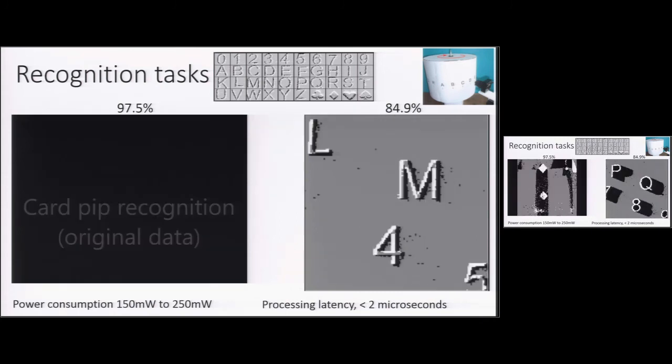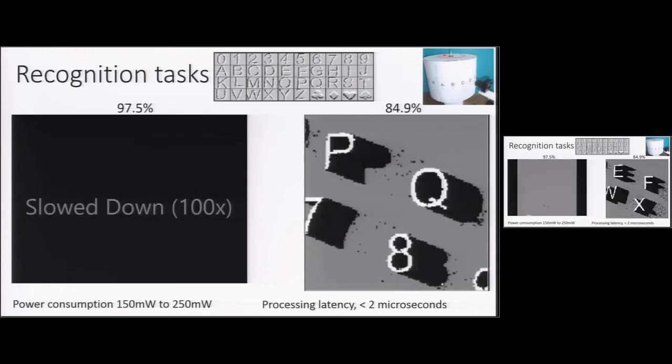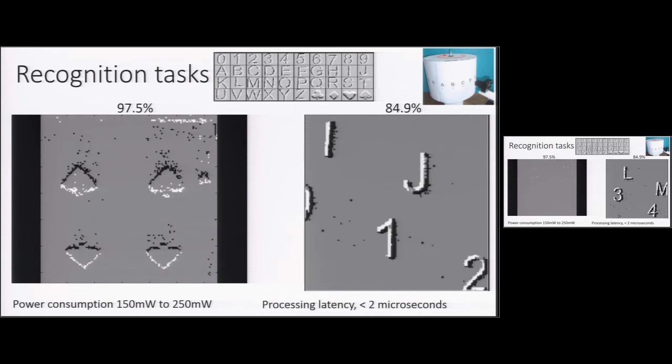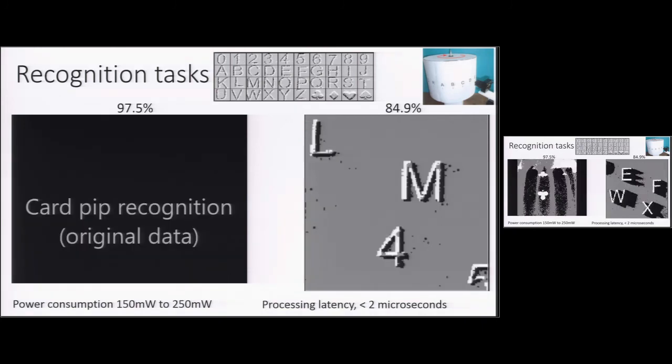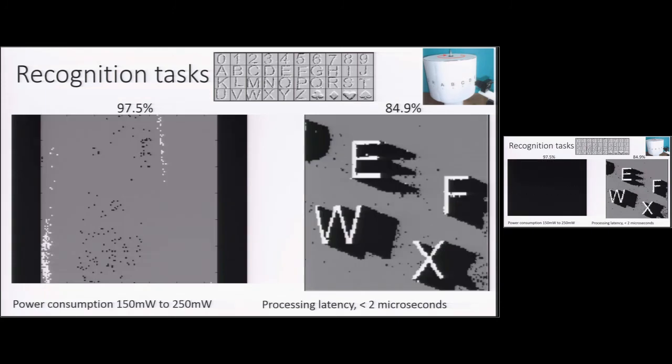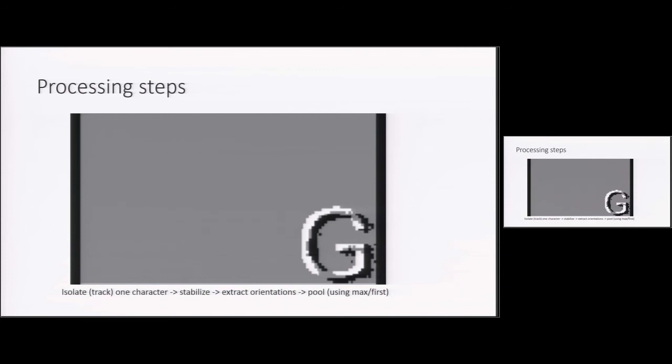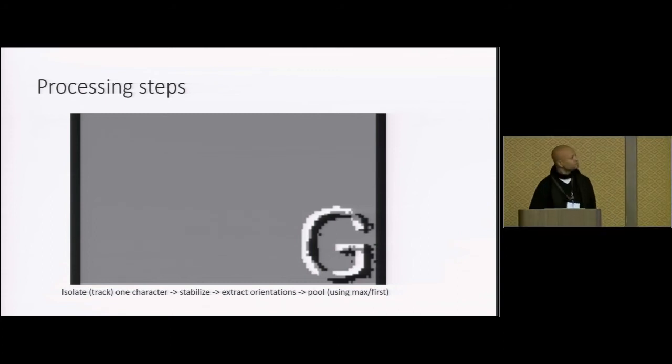Similarly, in this case over here, you've got this ring where numbers are just zipping by, and you want to try to recognize the numbers as they zip by on the order of, again, microseconds. So how can you do this? The first thing you must do as these numbers go by is a stabilization step, similar to what I showed earlier on. Then you've got to do orientation extraction, like I showed earlier on, and then at the end you do a pooling and you make a decision.